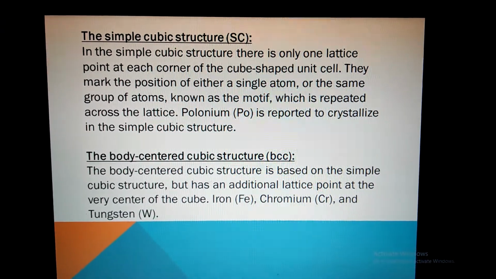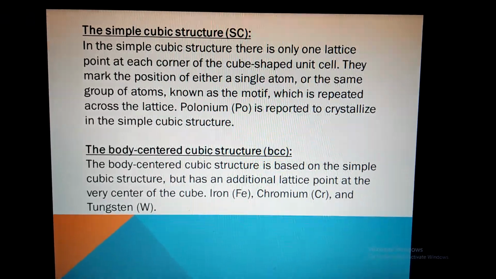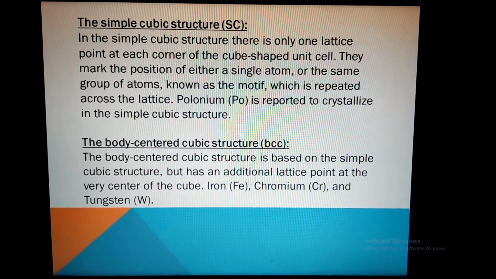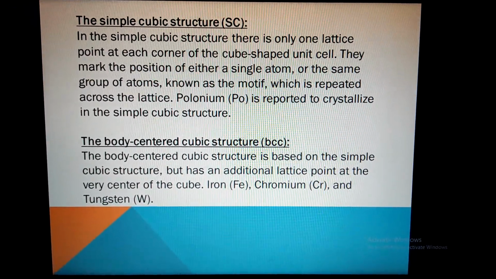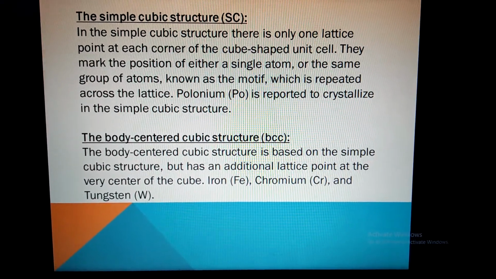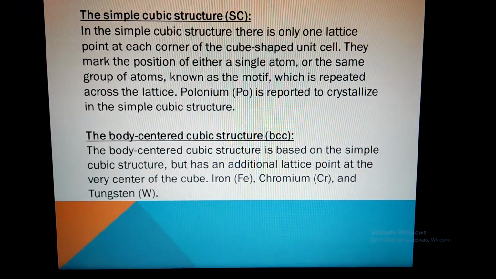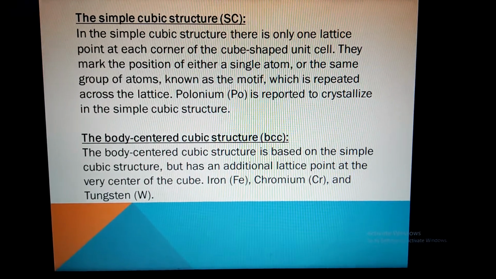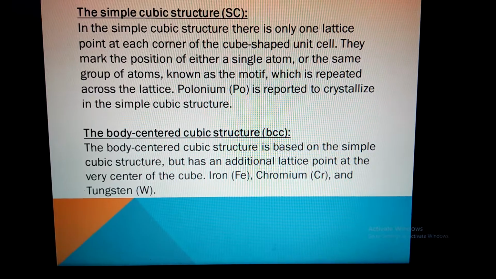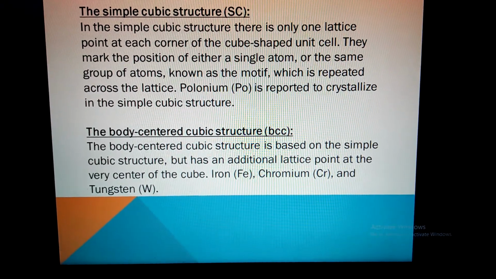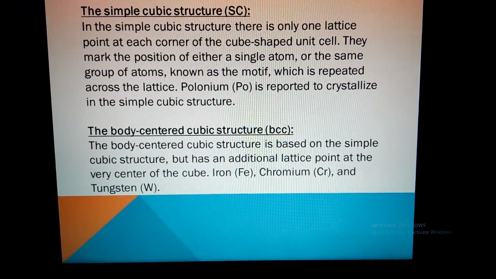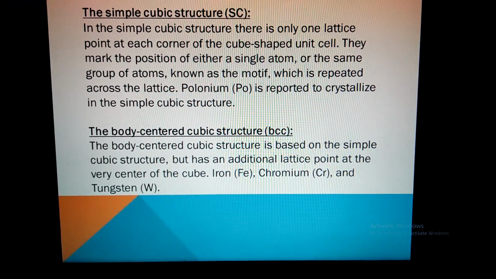The simple cubic structure. In the simple cubic structure there is only one lattice point at each corner of the cubic shaped unit cell. They mark the position of either a single atom or the same group of atoms known as the motif, which is repeated across the lattice. Polonium is reported to crystallize in the simple cubic structure.